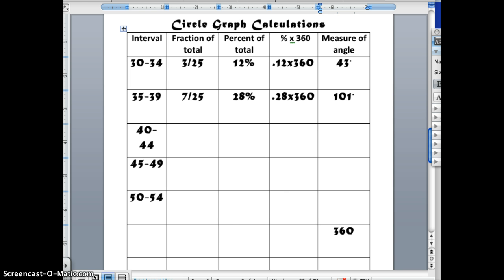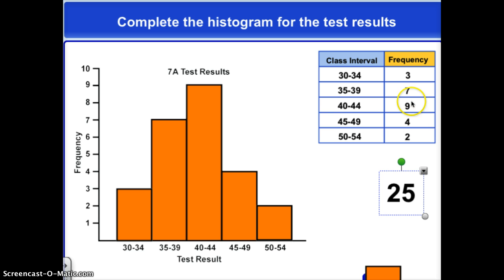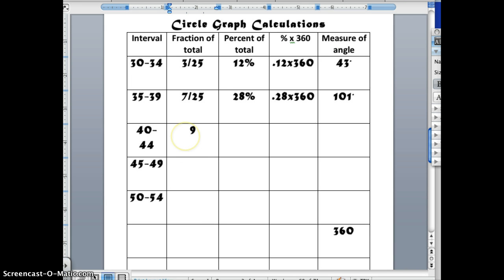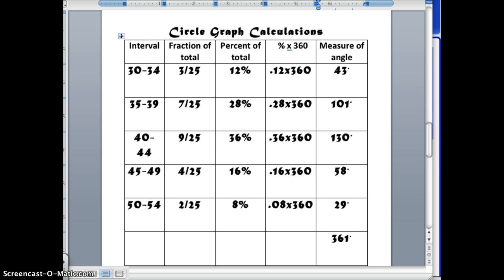So let's go back to our frequency, take a look and see that the remaining frequencies are 9, 4, and 2. Remember, the fraction is always out of 25. So 9, 4, and 2. And let's see what we can come up with for our remaining degrees as you fill in the remainder of the chart. Hit pause and do that now. So what you should have come up with was 36%, 16%, and 8% with a degree measurement of 130, 58, and 29 degrees.